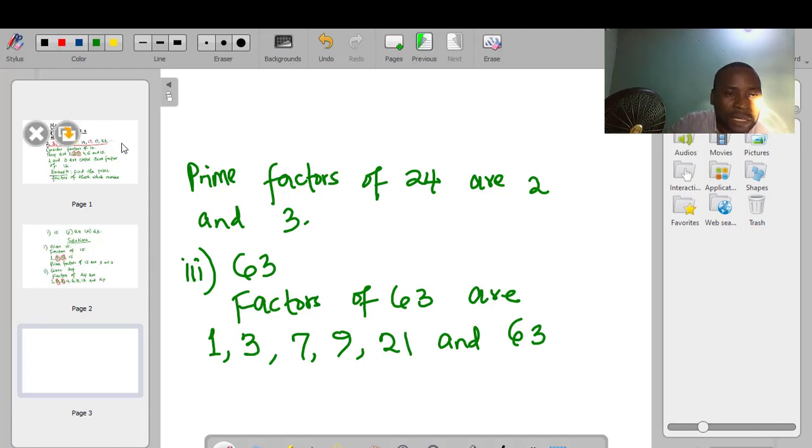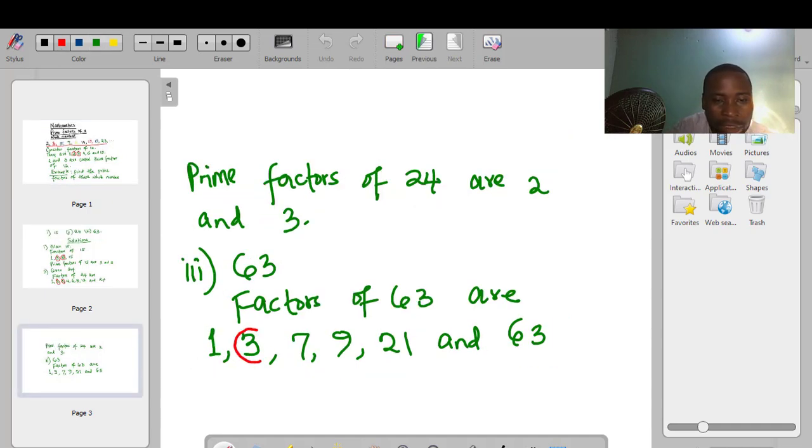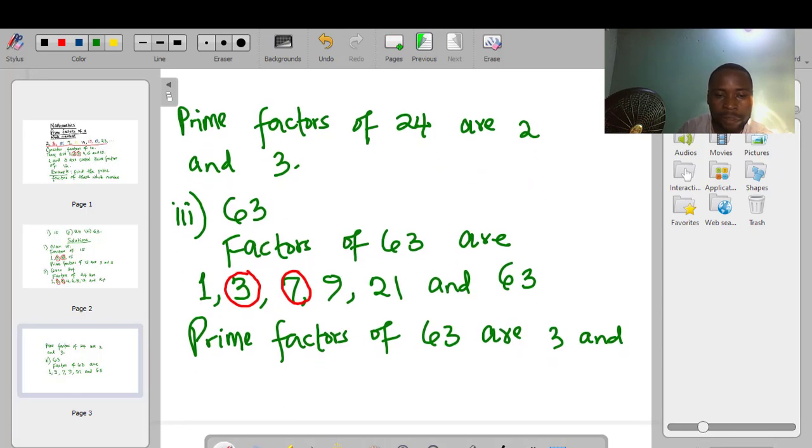So if we go back to check our list of prime numbers, you will notice that 7 was inside and 3 was inside. So let's go back. 3 is here, 7 is here. So the prime factors of 63 are 3 and 7. These are the prime factors of 63.